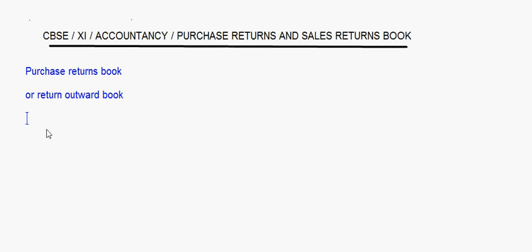Maybe the quality is not up to the mark, or the consignment has been received late or something like that, right? So the buyer can return the goods back, right? And that will be recorded in the purchase returns book, right? The goods which had been purchased in cash will not come here. The goods which had been purchased on credit and are being returned, they are the purchase returns which will be recorded in this purchase returns book, right?